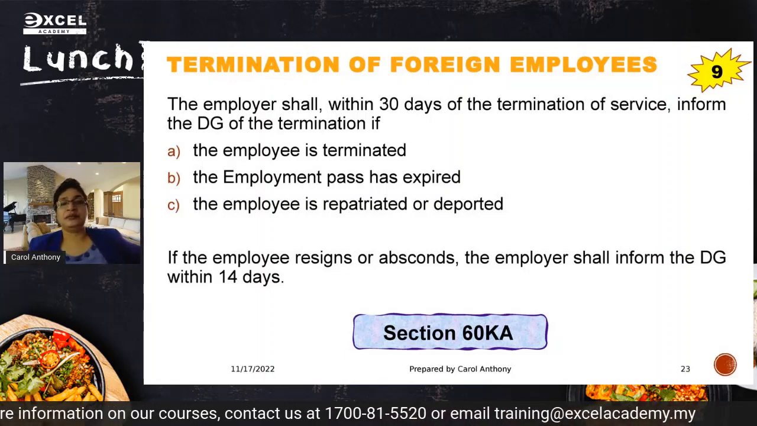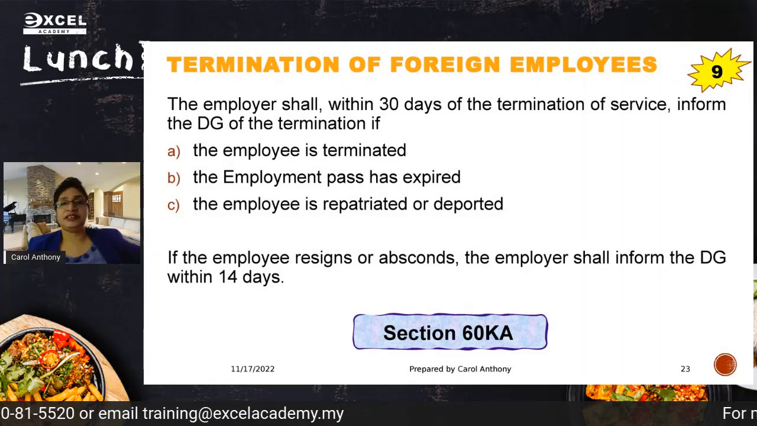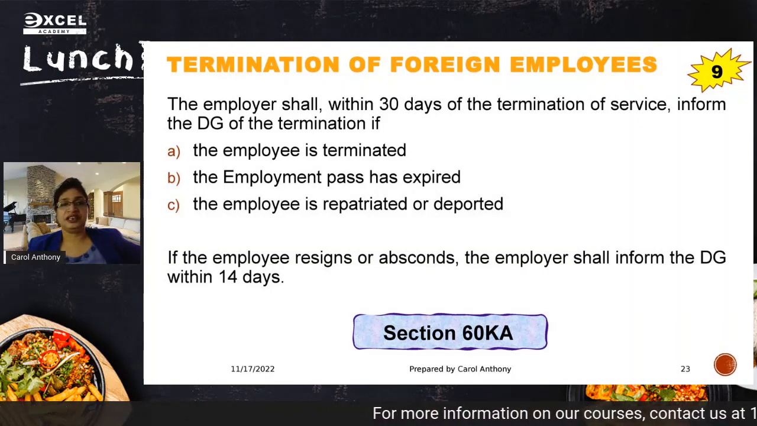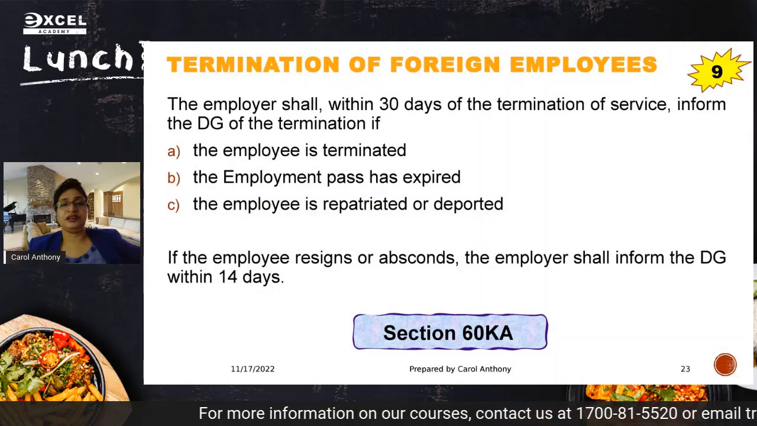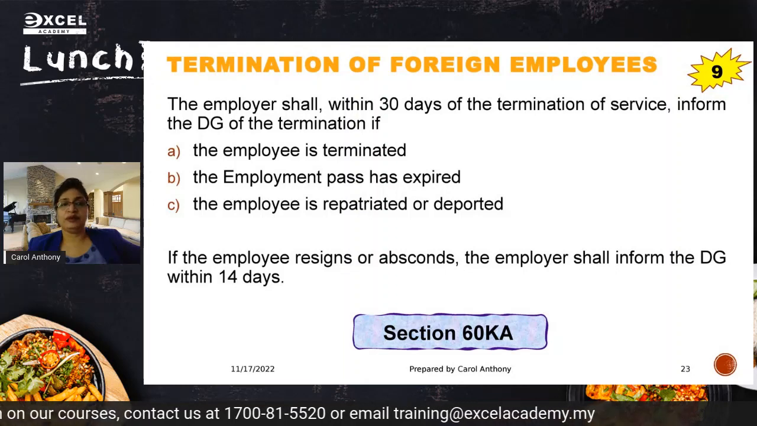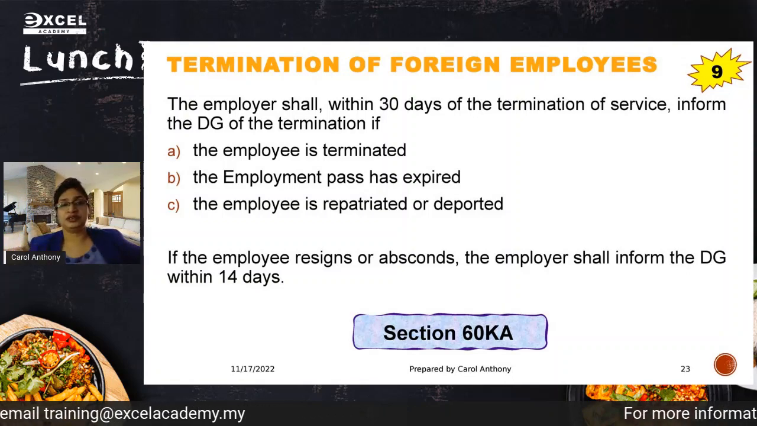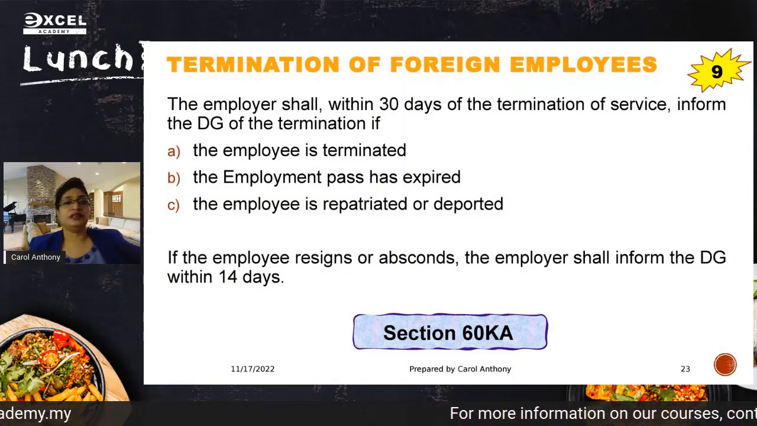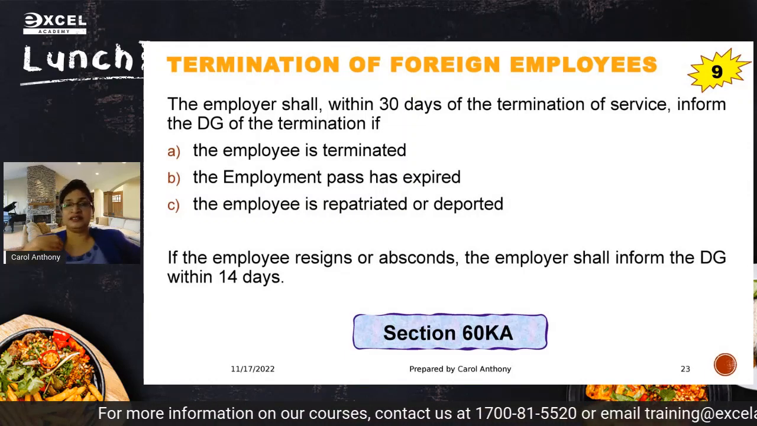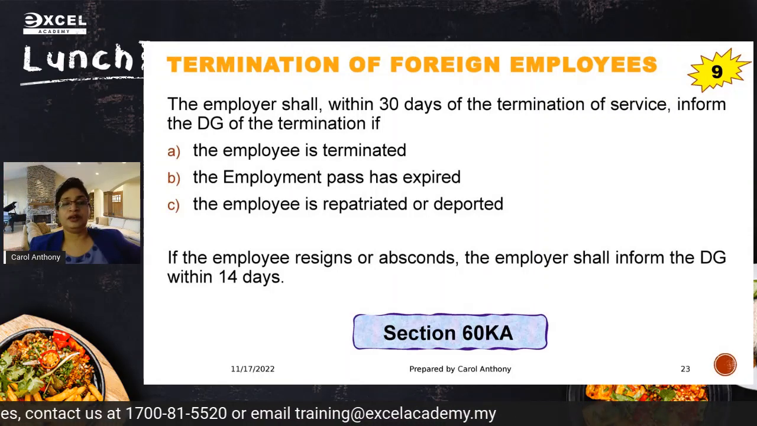Next, termination of foreign employees. So this one is also the employer shall, within 30 days of termination of service, inform the DG or Director General of the termination if they fulfill all these 3 clauses. The employee is terminated, the employment pass has expired. Employment pass is the one they get when they come into Malaysia to work, right? It's a permit to work. The employee is repatriated or deported, or the C means if the organization wants to send them back to their home country, all right?